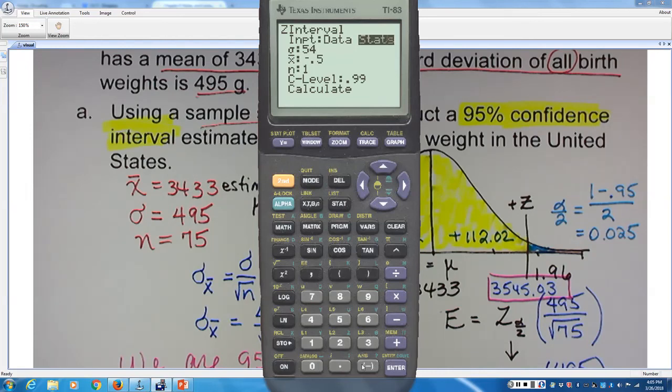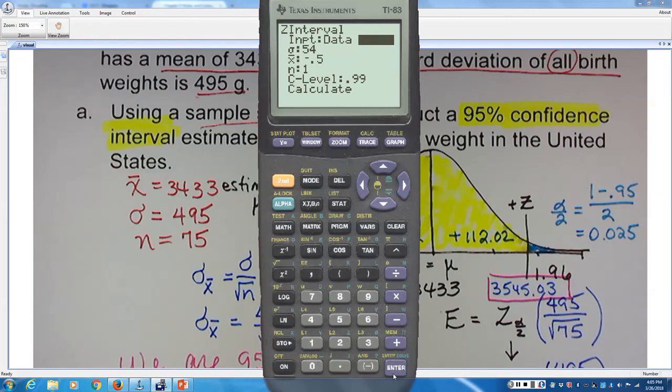If I had data, it would have to be in a list. So if I were going to select data, my screen doesn't look the same. It asks different questions. But I don't have the data. I don't have those 75 birth weights that they used to get that sample mean. I have the statistic. So if they did give us one, we'd go in and put it in and then choose data and tell it where the data is. Okay?